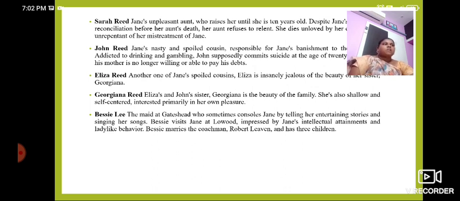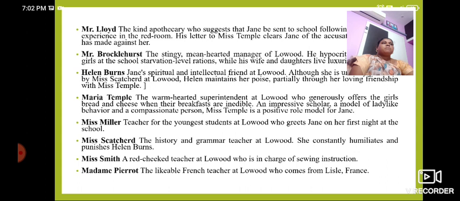Bessie marries the coachman Robert Leaven and has 3 children. So let us see the other character, Mr. Lloyd, the kind apothecary who suggests that Jane be sent to school following her horrifying experience in the Red Room. His letter to Miss Temple clears Jane of the accusation Mrs. Reed has made against her.